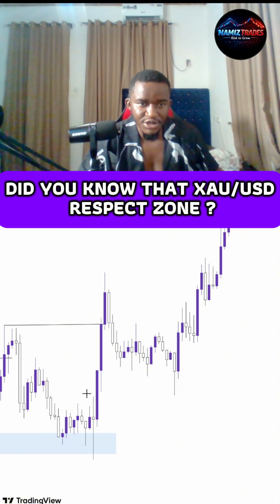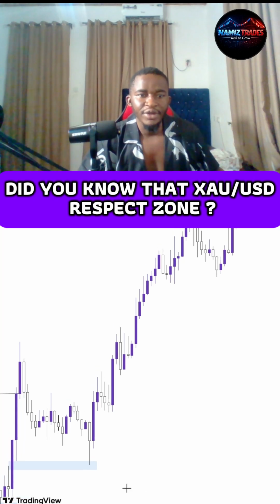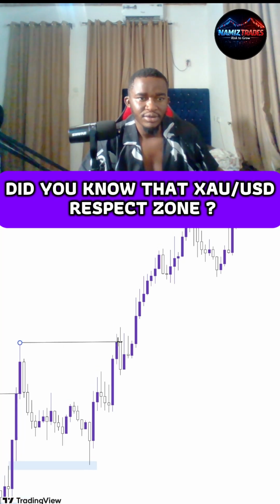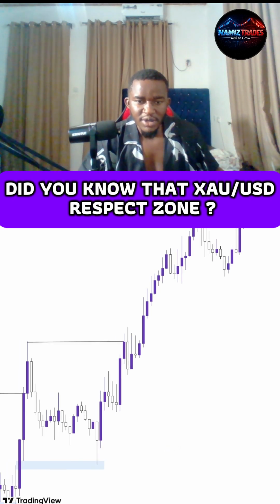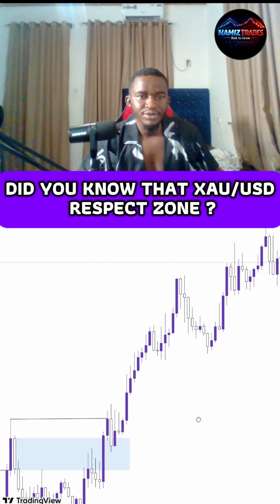If you look very well, there's an FVG there. That's a fair value gap. There's a fair value gap here. You see it? Then let's go again. The market does what? It respects this zone again, and respects this supply zone that turned to demand. You come down. You see? Let's go again.